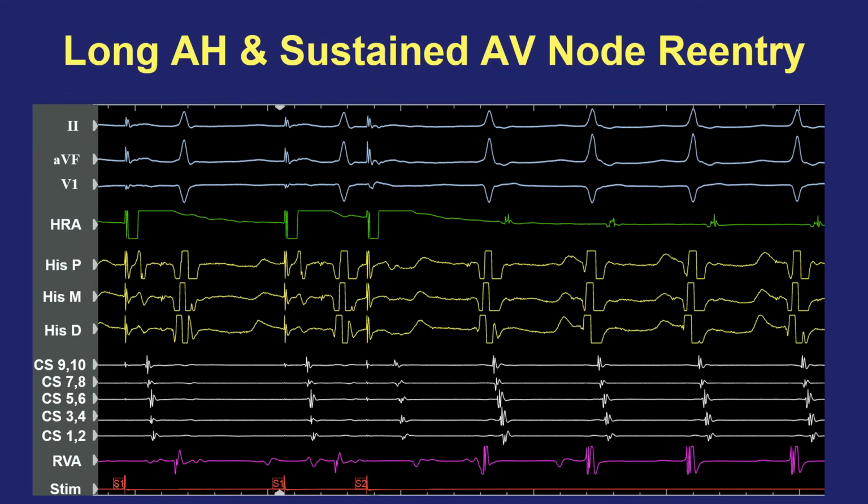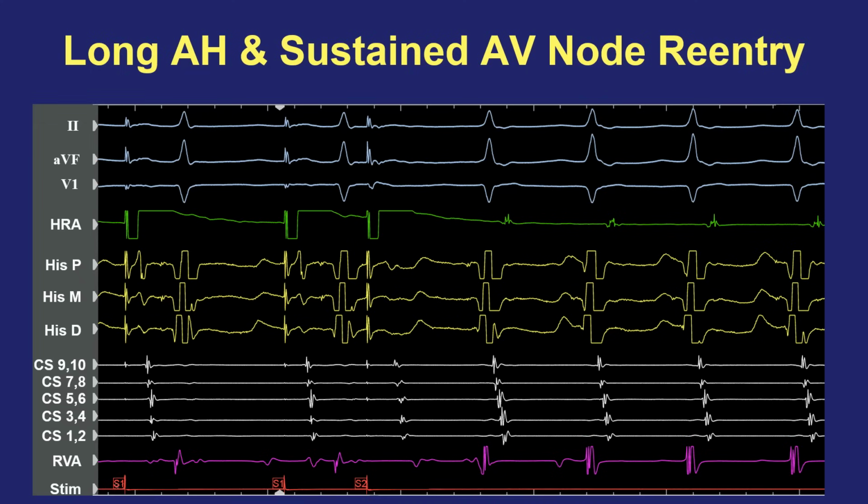But in this case, not only did we go back up the fast pathway, but by the time this all happened, going down the slow and back up the fast, the slow pathway, which has a shorter refractory period, was available again. And so that atrial beat was able to re-enter the AV node and conduct down the slow component of the AV node yet again to generate a His deflection, a narrow QRS, and that again can go back up the fast pathway.